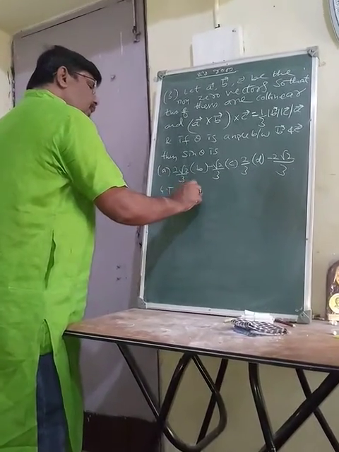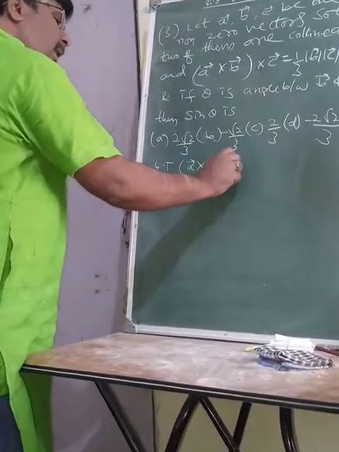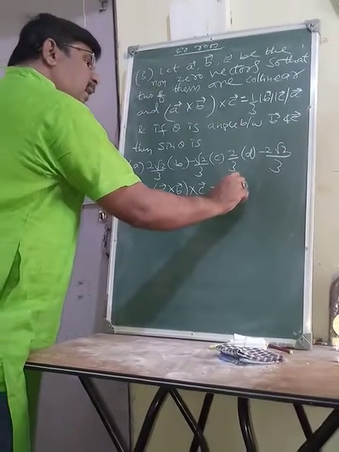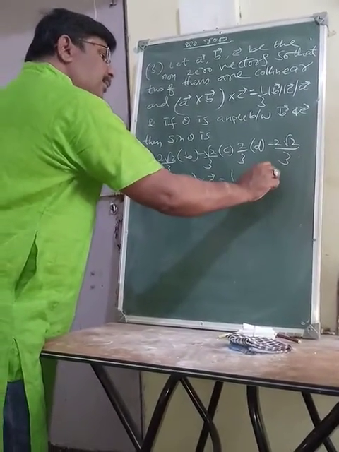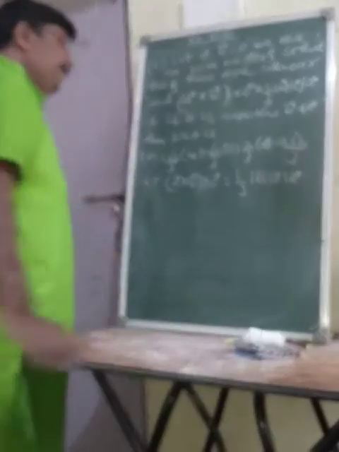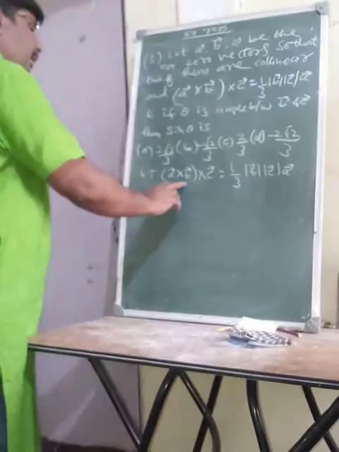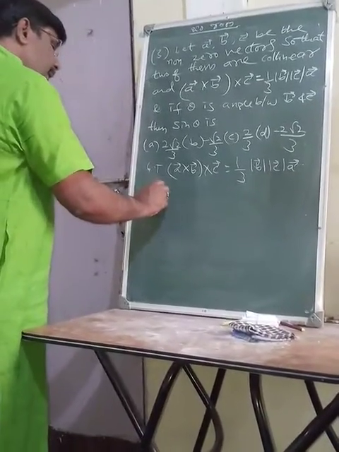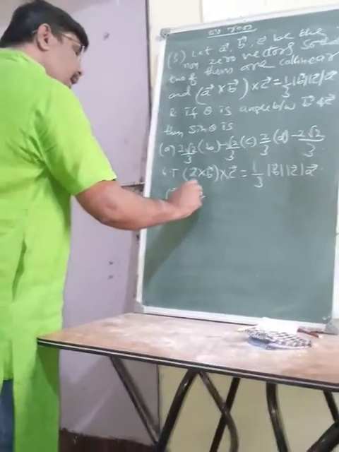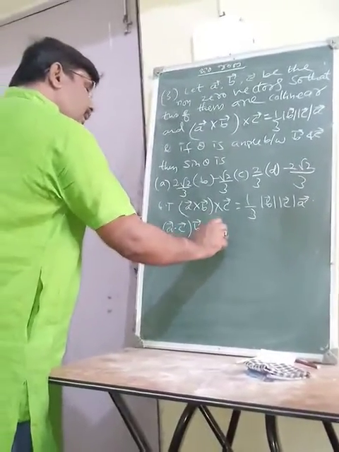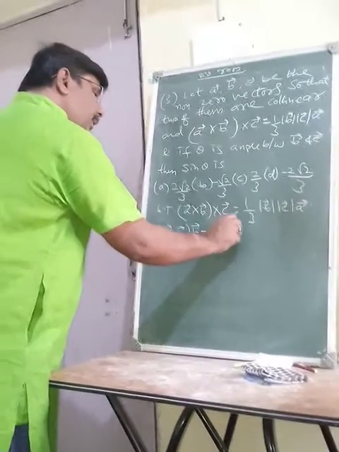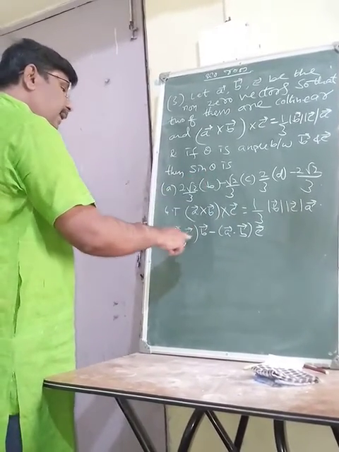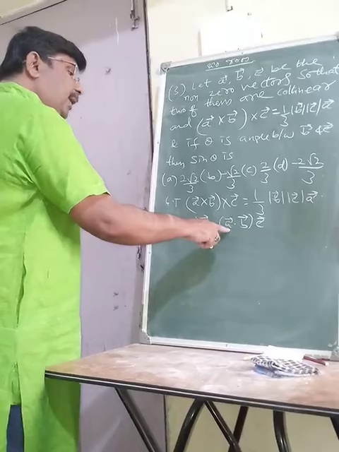A cross B cross C equal to 1 by 3 magnitude of B into magnitude of C into vector A. So you know A cross B cross C we have defined. It is A dot C B minus A dot B C. A cross B cross C, it is already given: A dot C B minus A dot B C.